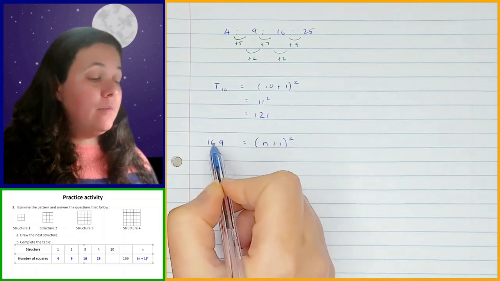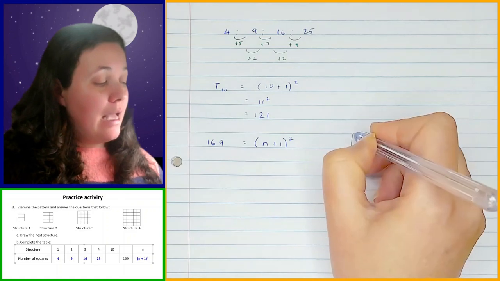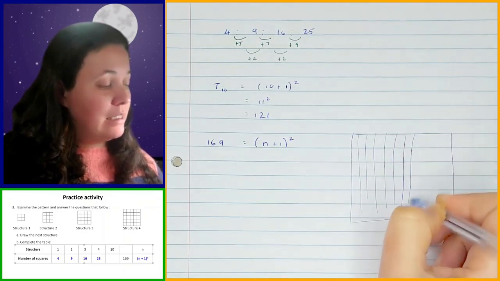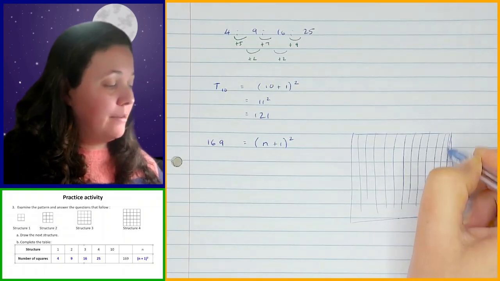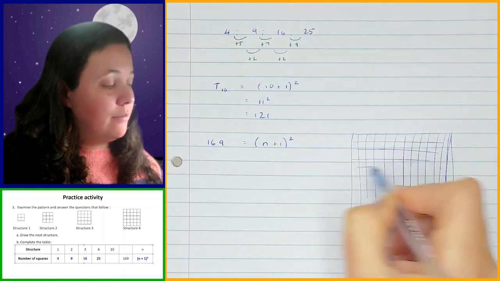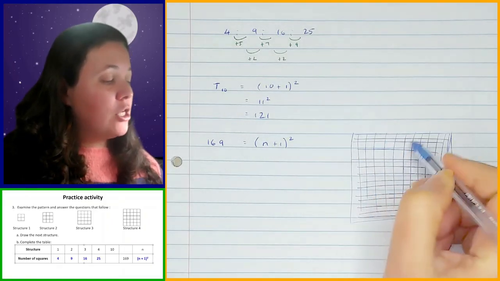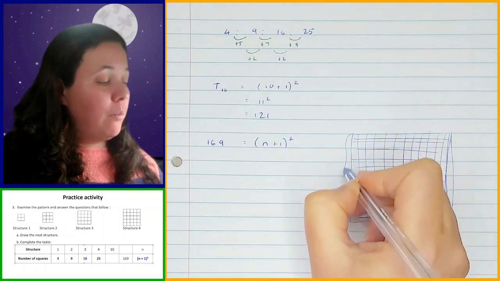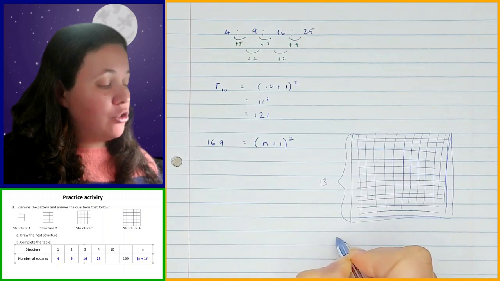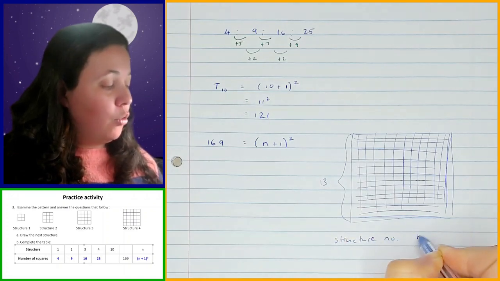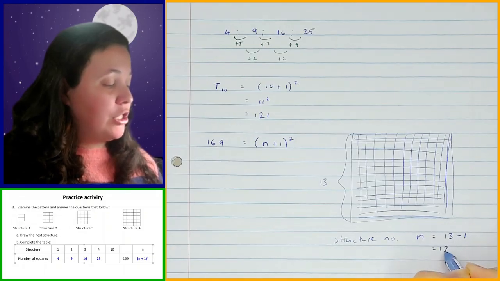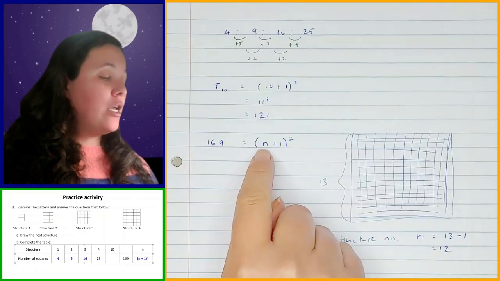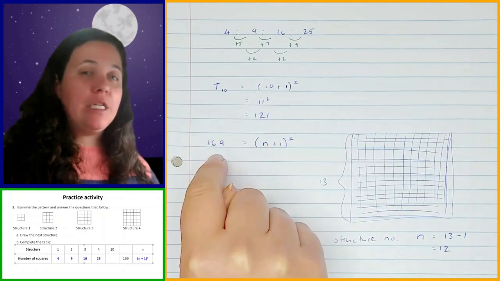When I've got a term that's equal to 169, it means that I've got a square like this, which is 13 by 13. So 1, 2, 3, 4, 5, 6, 7, 8, 9, 10, 11, 12, 13. So it's 13 by 13. But now remember that our structure number is going to be one less than the number of blocks on a side. So if this is 13, then our structure number, or n, is going to be 13 minus 1, which is 12. Because 12 plus 1 is 13, which is being squared to get 169.